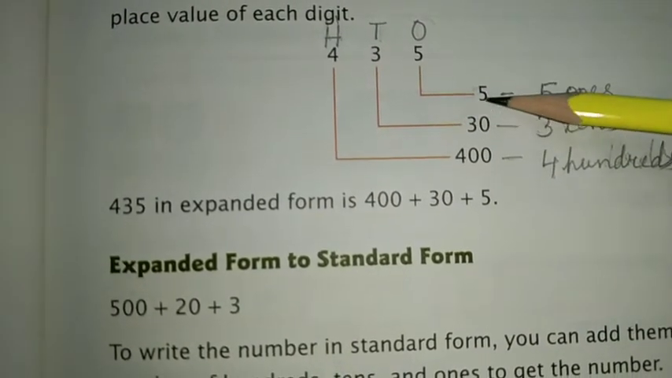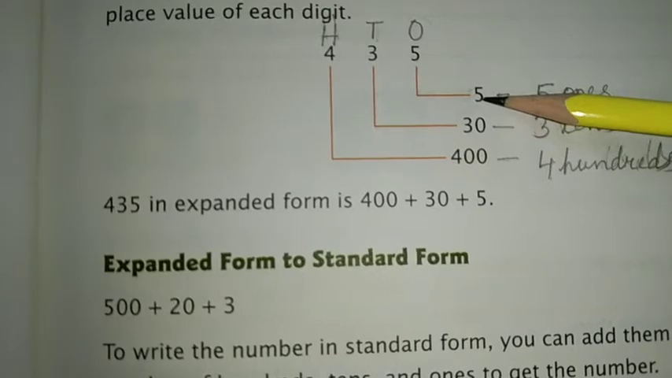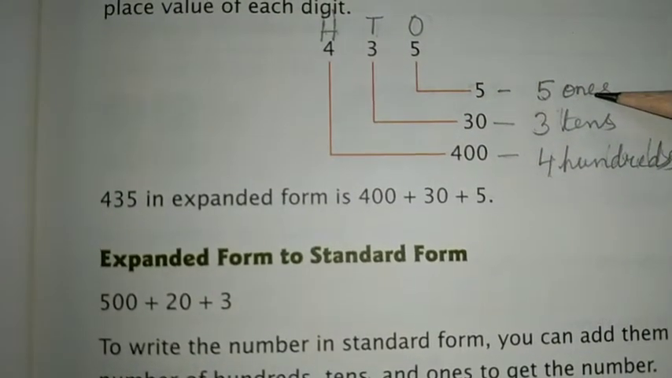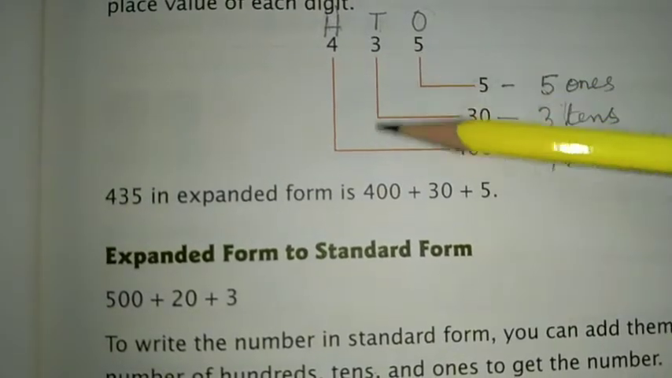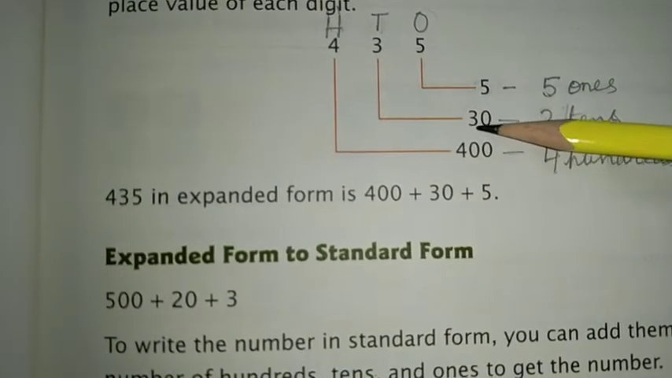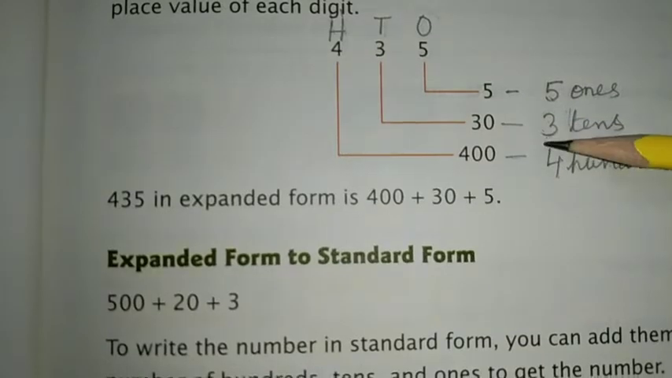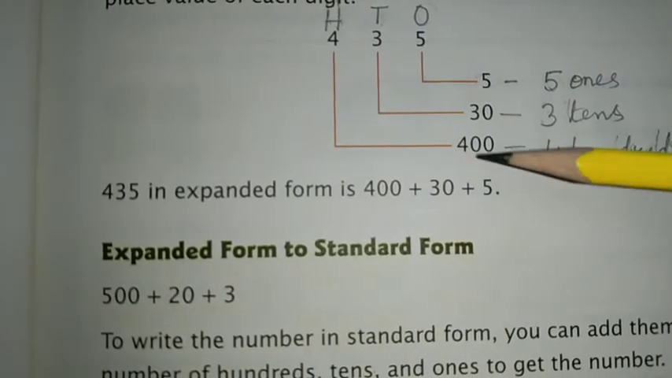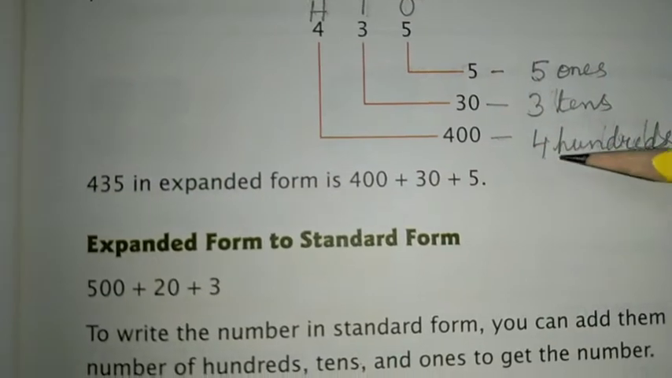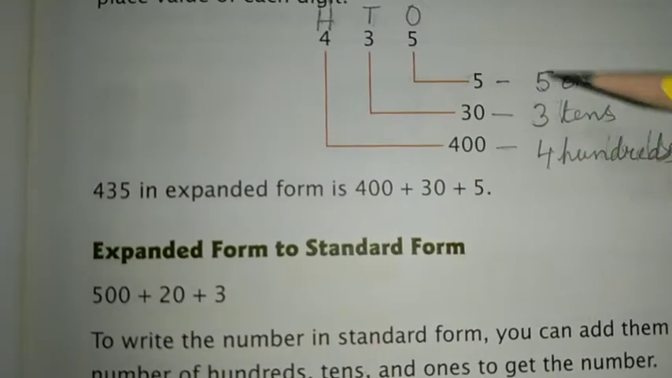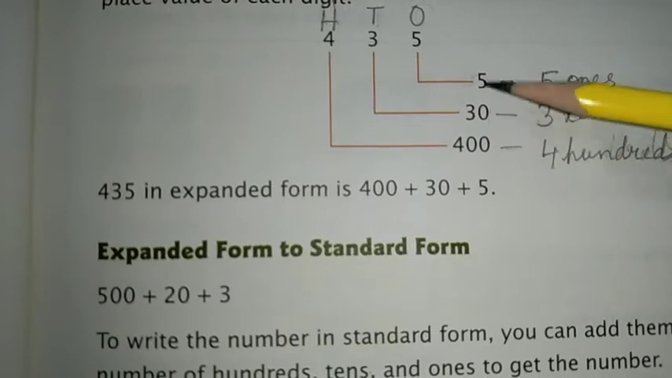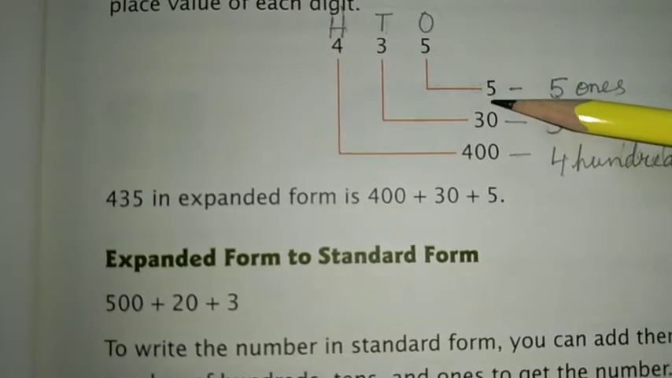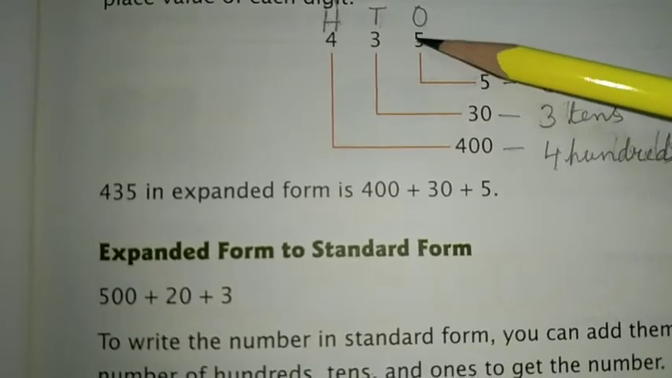So the place value of 5 is 5. We can write it as 5 ones. Place value of 3 here is 30. 30 means 3 tens. And place value of 4 is 400. That is 4 hundreds.